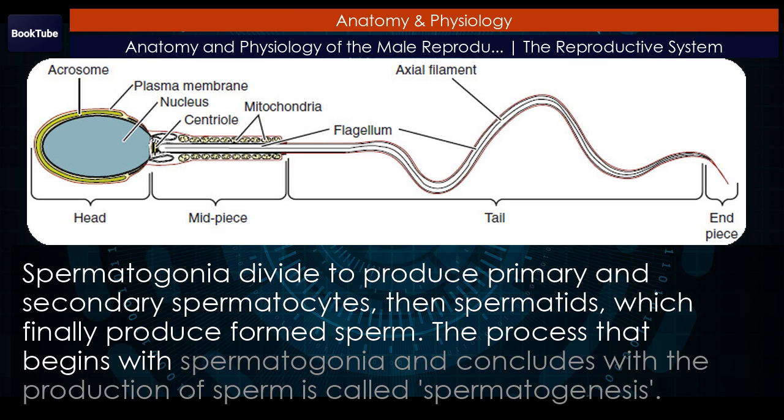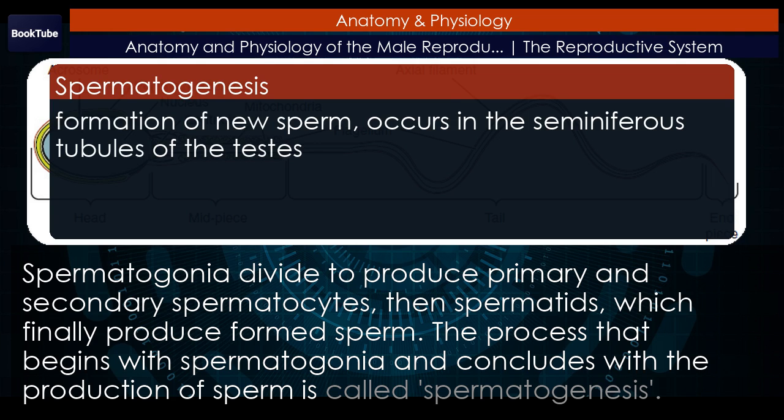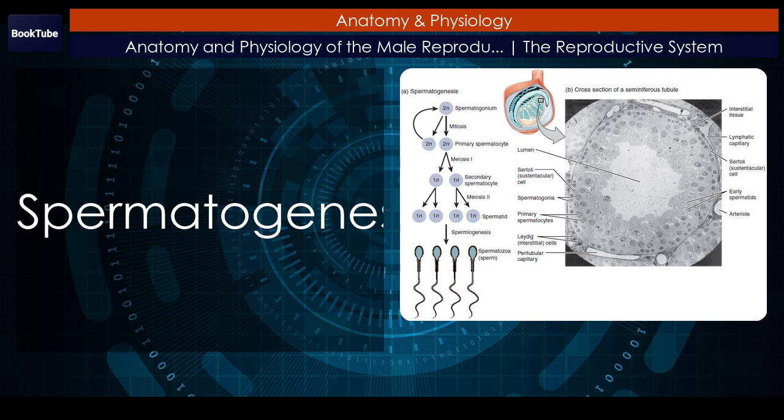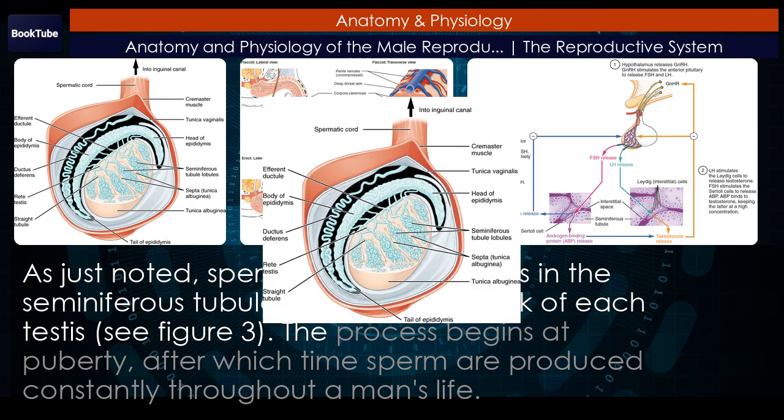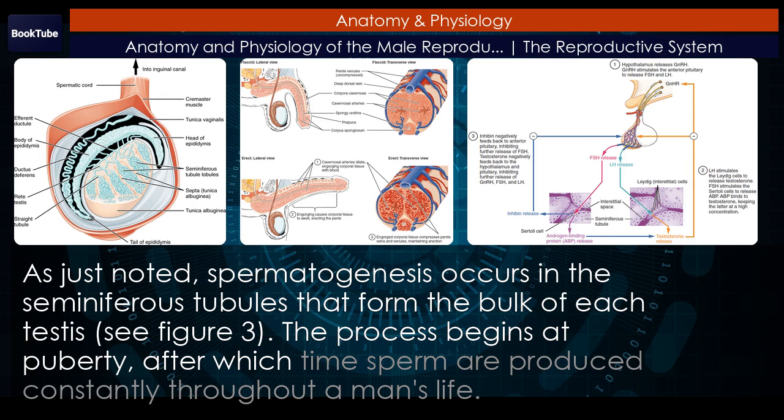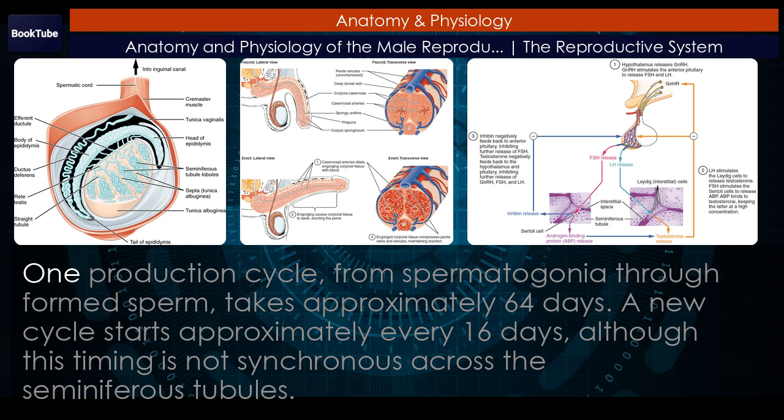The process that begins with spermatogonia and concludes with the production of sperm is called spermatogenesis. As just noted, spermatogenesis occurs in the seminiferous tubules that form the bulk of each testis. See Figure 3. The process begins at puberty, after which time sperm are produced constantly throughout a man's life. One production cycle, from spermatogonia through formed sperm, takes approximately 64 days. A new cycle starts approximately every 16 days.